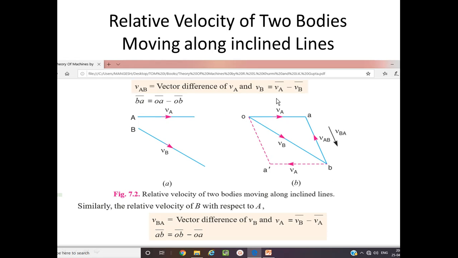What is OA bar? OA bar is nothing but the velocity of point A or body A, and OB bar is the velocity of body B. So relative velocity of body A with respect to body B is equivalent to velocity of A minus velocity of B, which can be drawn with the help of the triangle law or parallelogram law of vectors. Similarly, if I want to consider the relative velocity of body B with respect to body A, then only the direction will change.